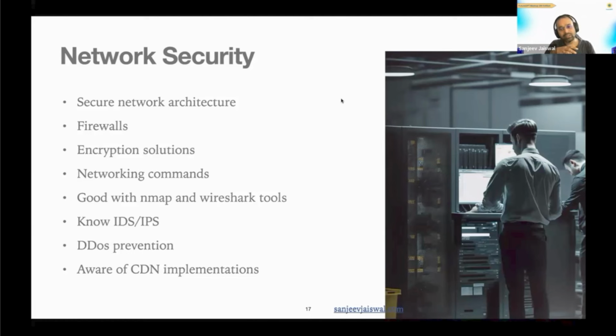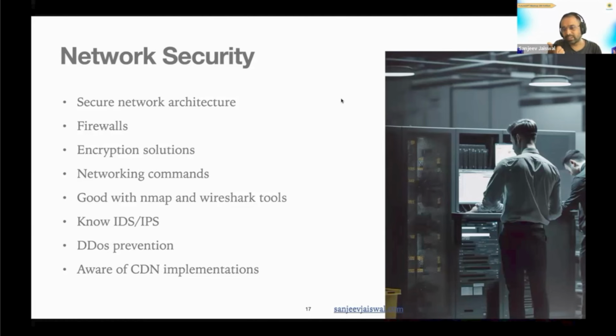And you understand IDS and IPS, be it host-based or network-based, how DoS attacks happen and how you can prevent them, and how CDN implementations work. These are the core network fundamentals plus the advanced part.